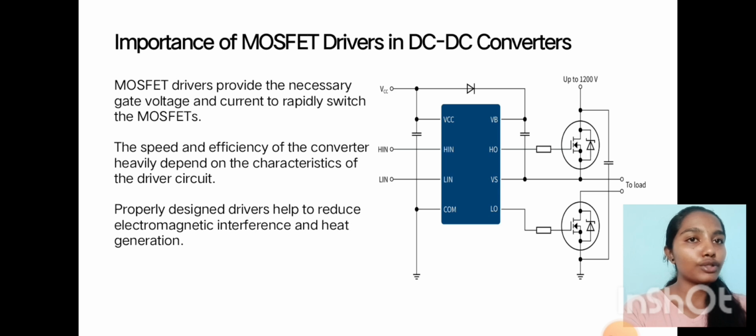So let's see the importance of MOSFET drivers in DC to DC converters. MOSFET drivers provide the necessary gate voltage and current to rapidly switch the MOSFETs. The speed and efficiency of the converter heavily depend on the characteristics of the driver circuit. Properly designed drivers help to reduce electromagnetic interference and heat generation.